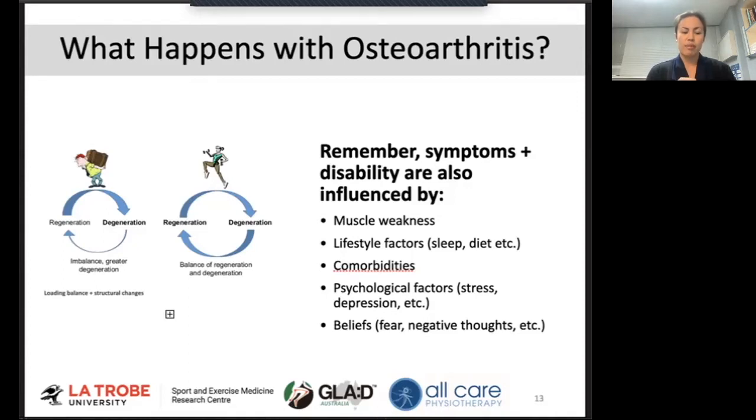Okay. Remember, although there are structural changes that occur in osteoarthritis, it's also important to consider those modifiable factors that we might not immediately think about. Like if you had a poor night's sleep, your diet's not great, you need to lose a little bit of weight, your muscles are weak. And these are things that you're able to take control of and you're able to change.